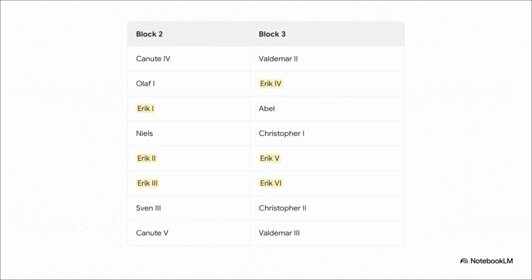But wait, there's more. The pattern gets even more specific. Let's look at the name Eric. In that second block of kings, the name pops up 3 times. Okay, now look at the third block. What do you see? It appears 3 times again, and in almost the exact same positions in the sequence. I mean, the chances of something like that happening just by random chance are incredibly small.